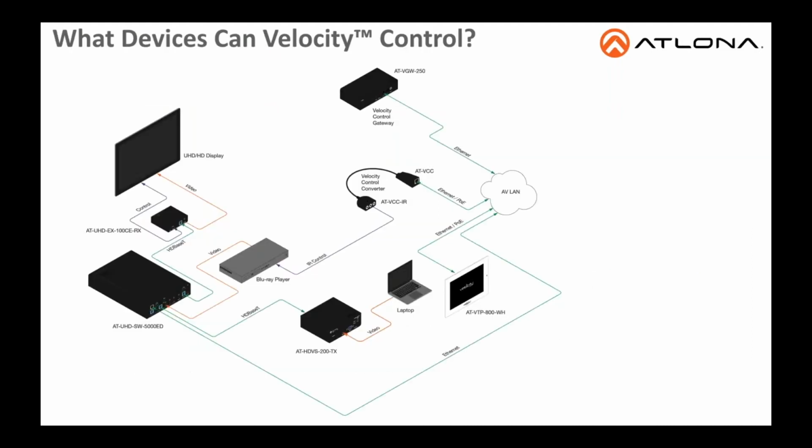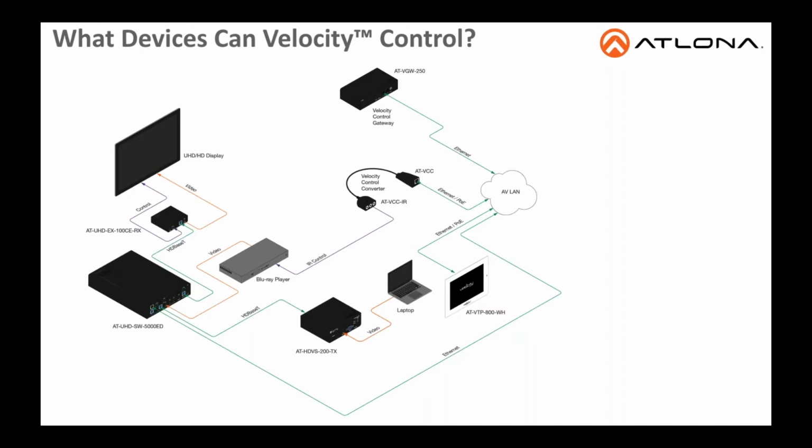So what other devices can be controlled by Velocity? Velocity will work with current and future Atlona products that are IP controllable, as well as third-party devices. This includes displays, source devices such as Blu-ray players, and products associated with room control like lights and shades and screens.